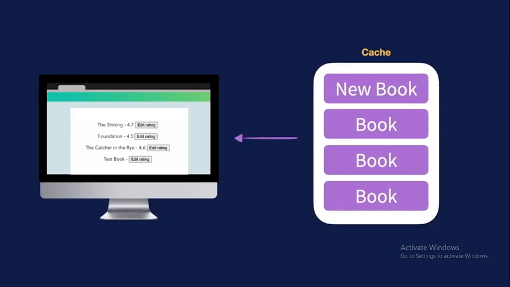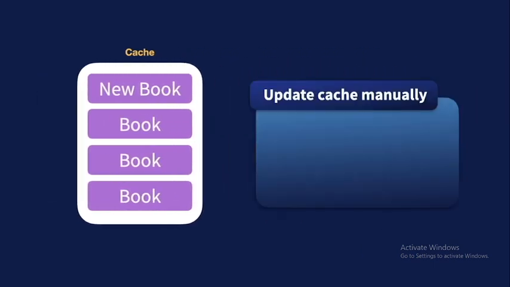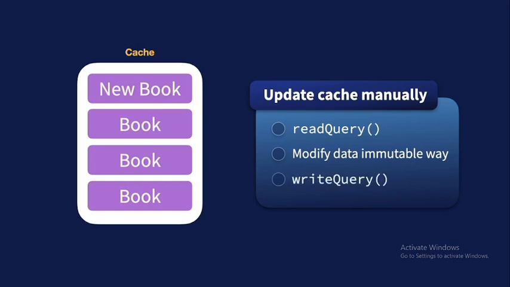To update this data, we will need to read the query first from the cache with Apollo's readQuery method. Then we will modify the data, and we need to remember to always do this in an immutable way, creating a new entity rather than mutating the cache itself. After the modification, we will write the new data back with the writeQuery method.